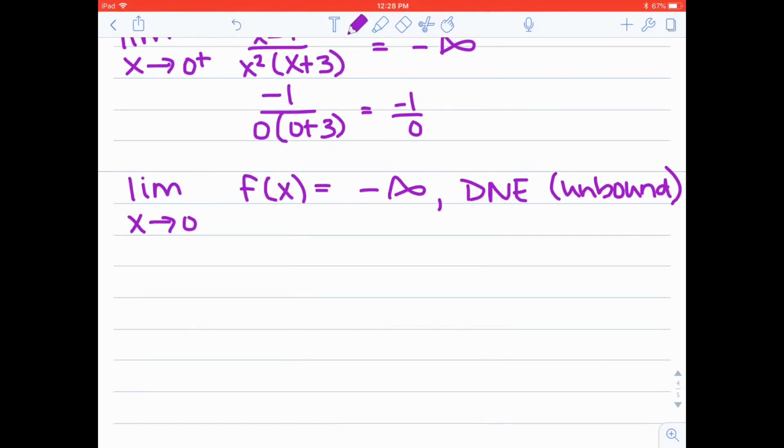Okay, and then we can go ahead and work on the other one. So now we're going to say the limit as x approaches negative 3 from the left.